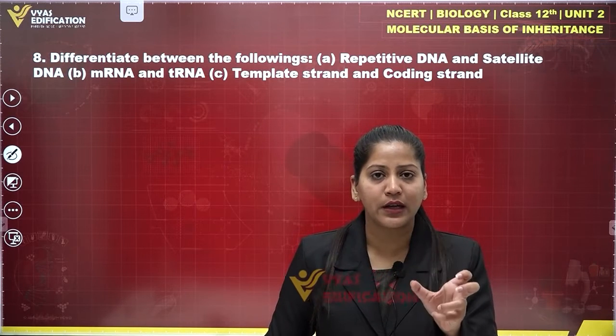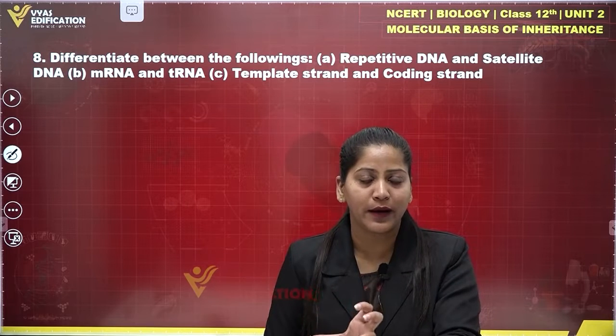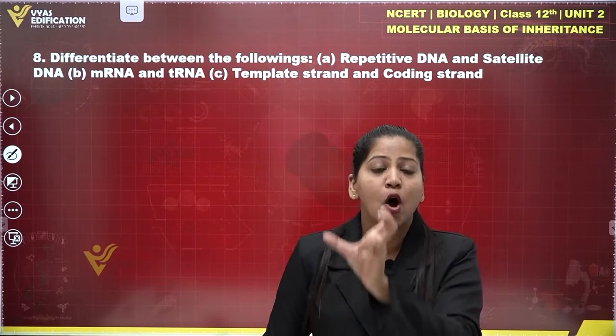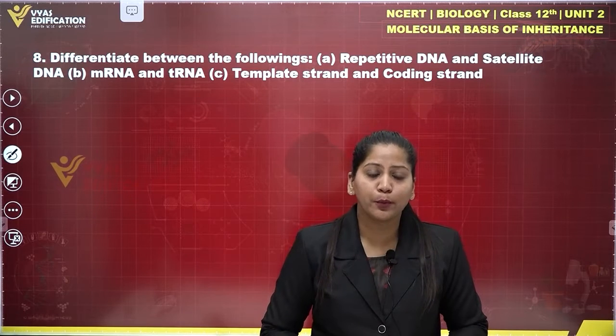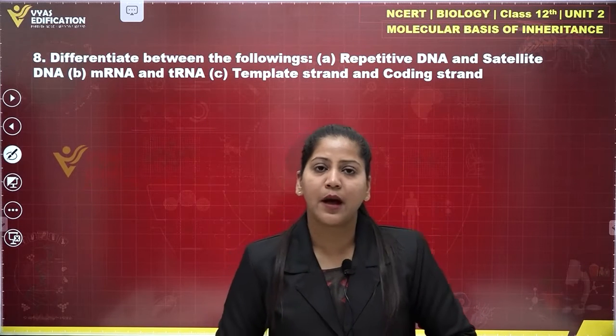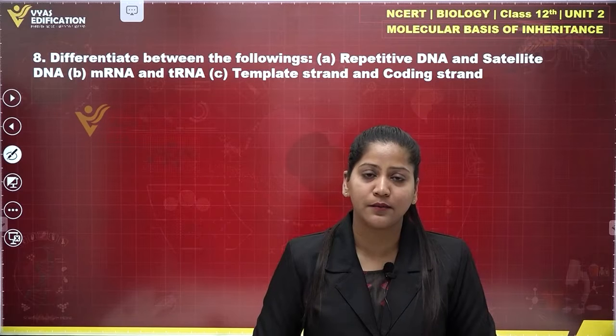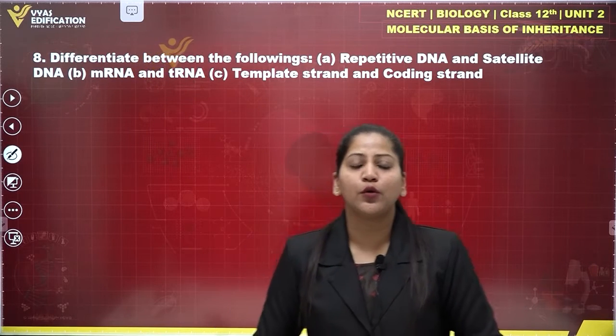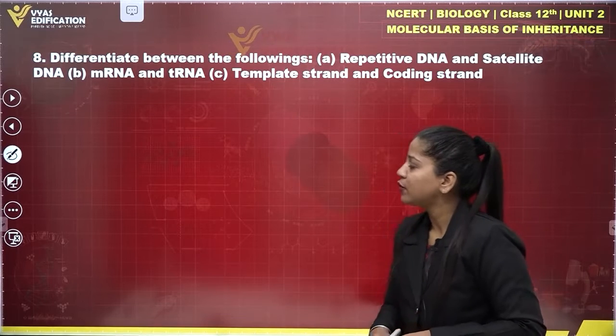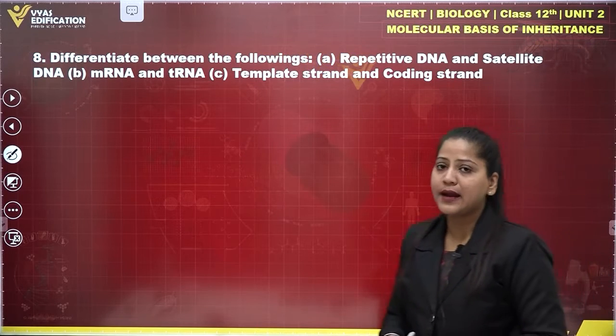tRNA reads the genetic information present in the form of triplets on mRNA, and transfers the appropriate amino acid from the amino acid pool of the cytoplasm to the growing polypeptide chain during protein synthesis. So this is the difference between mRNA and tRNA.